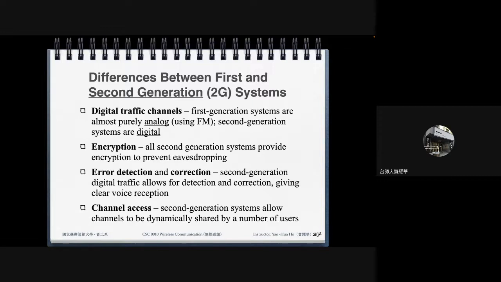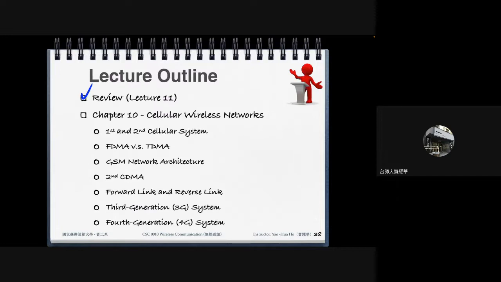And because it's digital, you are able to do not only encryption but also error detection and error correction. The second generation digital traffic allows you to detect and correct errors to generate clean voice reception. Then you have channel access. The second generation system allows the channel to be dynamically shared by a number of users using time division multiple access. Okay, which brings us to this.